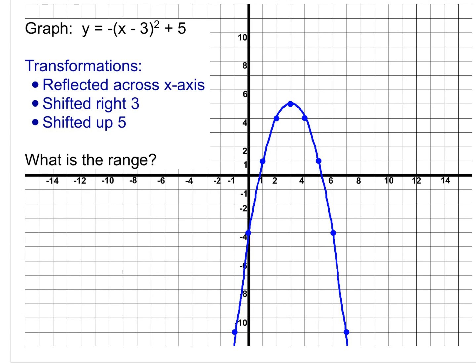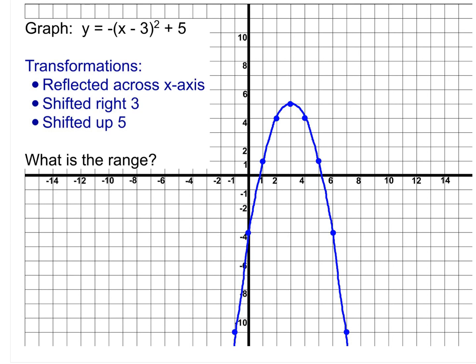I always deal with the shifts first, so we go right 3 and up 5, put your first point there at your vertex, and then from that point we're going to follow the same pattern that we always do, just we're going down instead of up. So over 1 down 1, over 2 down 4, over 3 down 9, over 4 down 16, if it fits on your particular graphing grid as well.